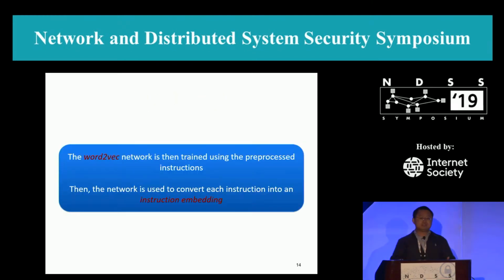Once the instructions are pre-processed, we feed them into a word-to-vector neural network, which is a type of word embedding model. We didn't modify a single byte, just the original word embedding neural network. It works. And the trained network is then used to convert each pre-processed instruction into an instruction embedding.